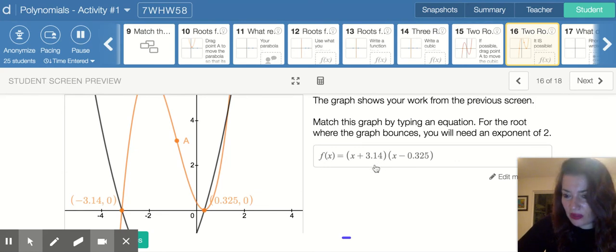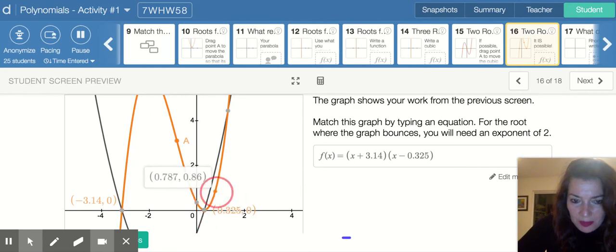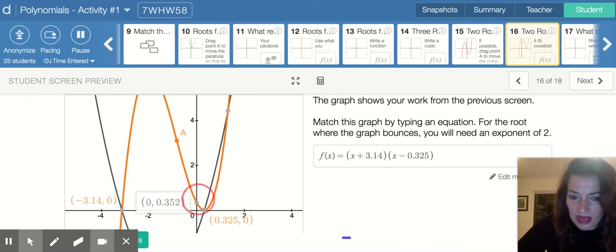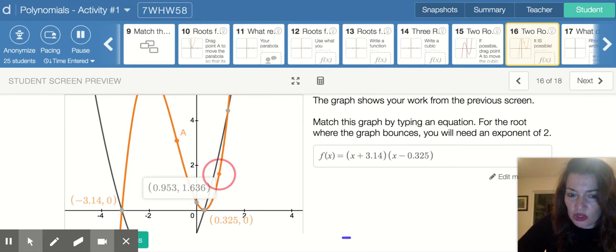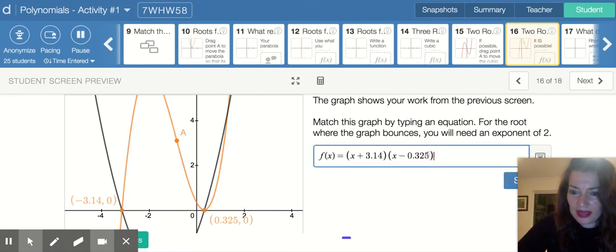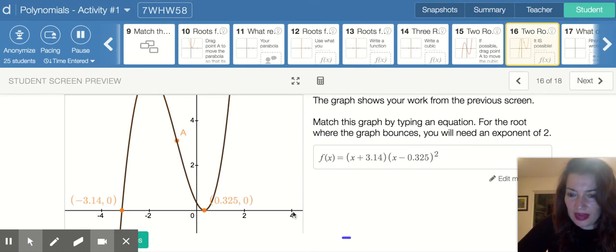And if we look at our factored form, we have degree 1 times degree 1, which makes it a degree 2 polynomial. So right here where I have this graph touching 0.325 and then going back up, we call that a bounce. So it's like a ball came down, bounced on the x-axis and came back up. So I need to square these points, this point right here, because this is what we call a double root. So at 0.325, I'm going to go ahead and raise it to the square. So this point right here is called a double root.